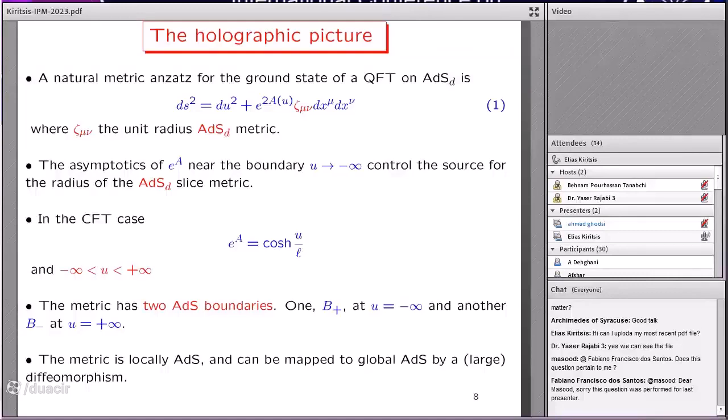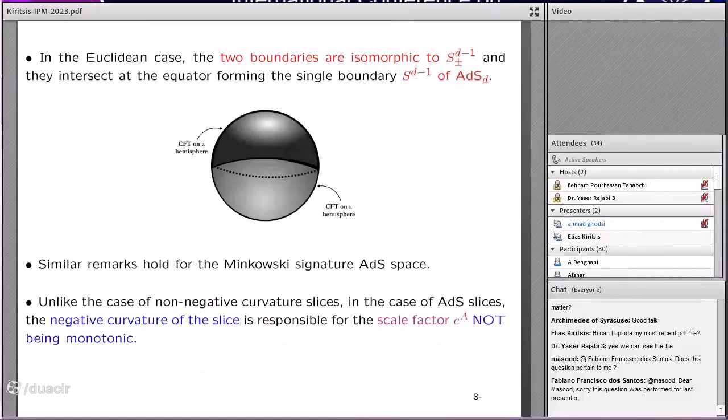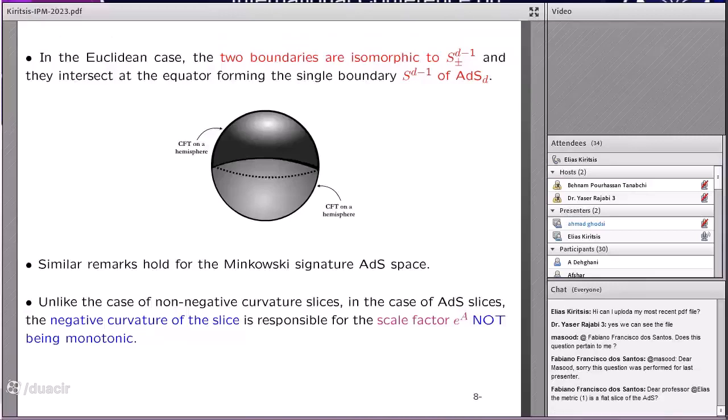Now, the metric is locally AdS, and in fact, this type of geometry can be mapped to a global AdS by a large diffeomorphism. If you want to see globally what this solution looks like, this is the picture we have of AdS_{d+1}, and in this case, the two boundaries are isomorphic to these two half spheres. These are S^{d-1}, I call them plus. This is the upper hemisphere, this is minus, this is at u equals plus infinity, u equals minus infinity, and they intersect here at S^{d-1}, which is eventually what makes the complete boundary of AdS_{d+1}.